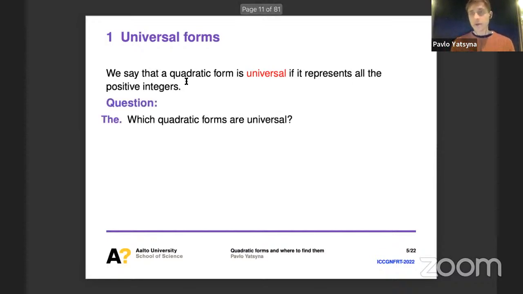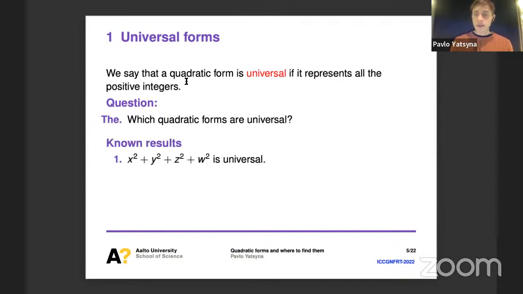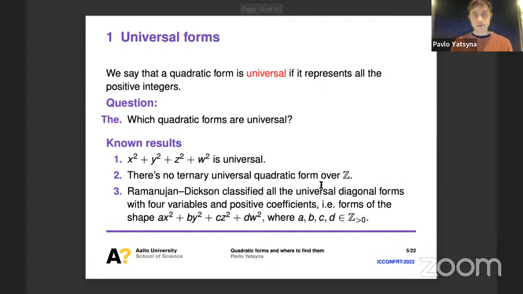And this is the question for us, really. So this talk is going to be mainly focused on these universal forms. And the question for us is, which forms are universal? As I showed before, the sum of four squares is universal. And we know from local theory that no form in 3 variables can ever be universal over rational integers. Therefore, if you want to classify all the forms of rank 4, or in 4 variables, this was done by Ramanujan and Dickson, and they classified all the diagonal quadratic forms in 4 variables. So this was an early result in this area.